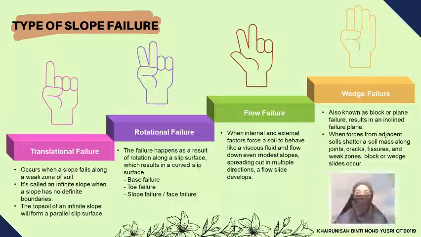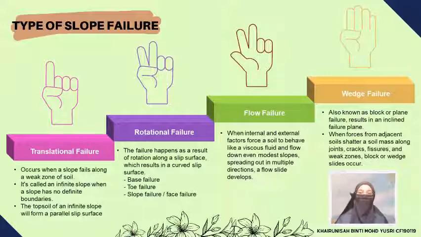I am Karunisa binti Muhammad Sri, CF190119. Primarily, I will explain the types of slope failure. First one is translational failure. Translational failures occur when a slope fails along a weak zone of soil.